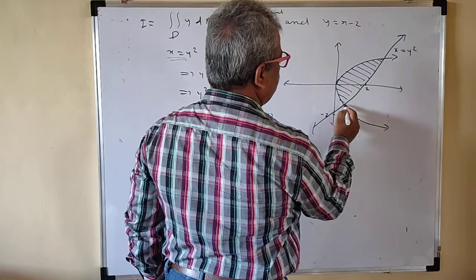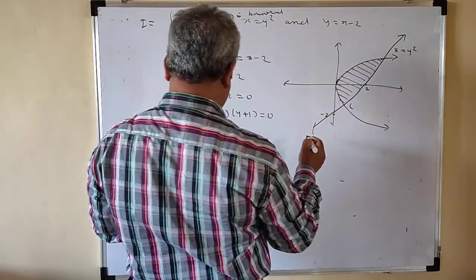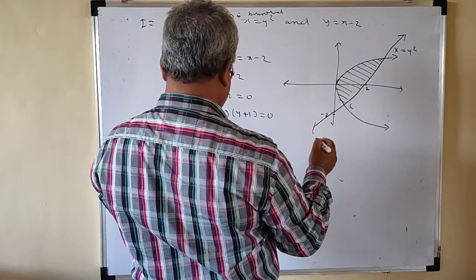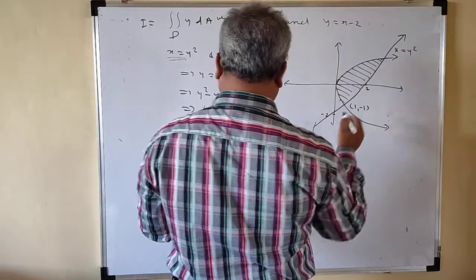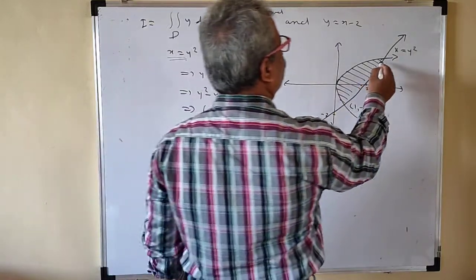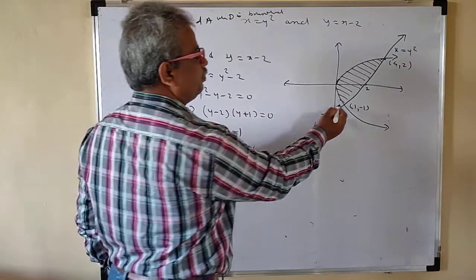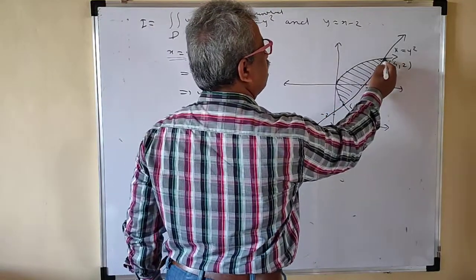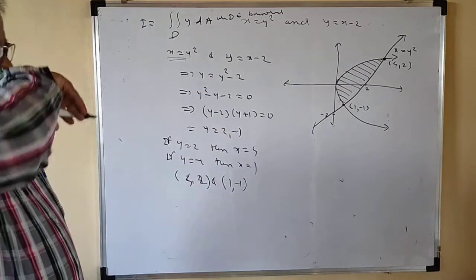So this point is what? This point is nothing but what we have calculated, the point of intersection. This point is (1, -1), and this point is (4, 2). These points are very important now here, because to find the limits of x and y, these points help you.